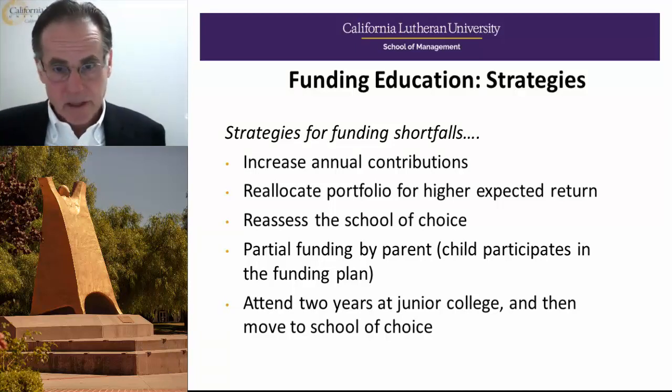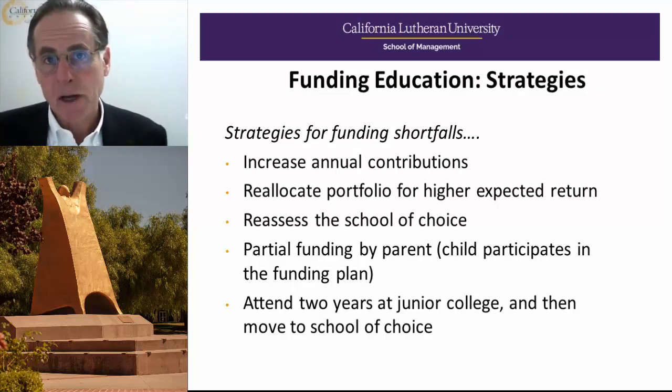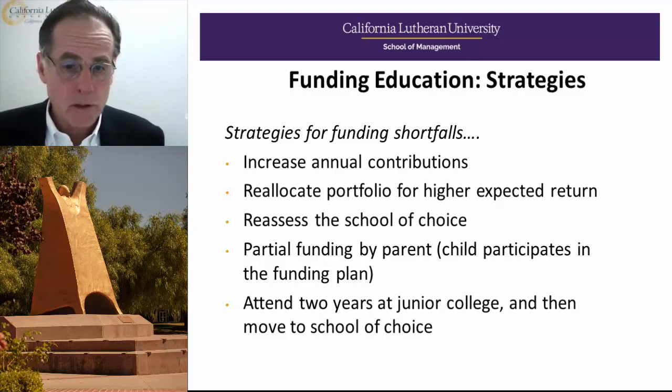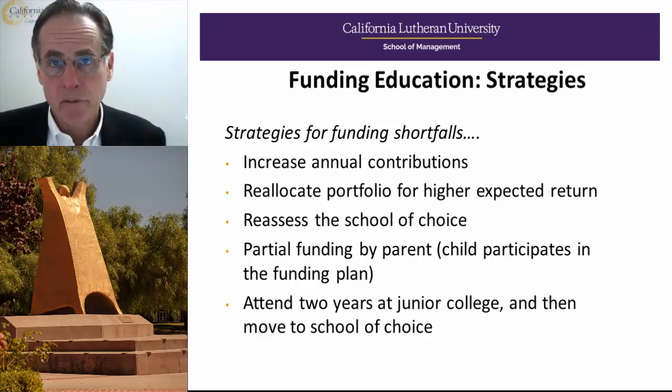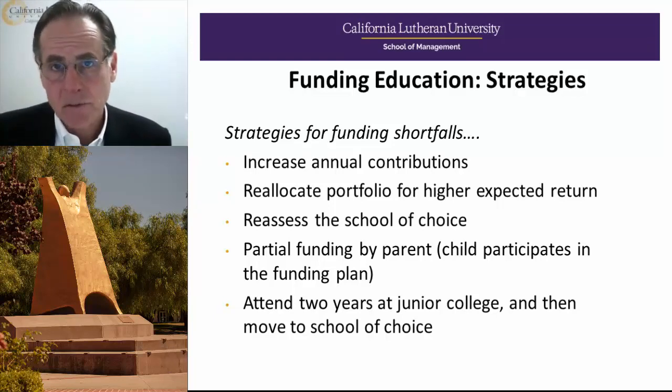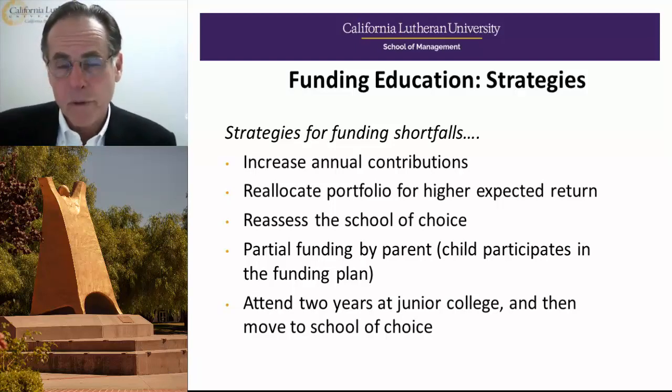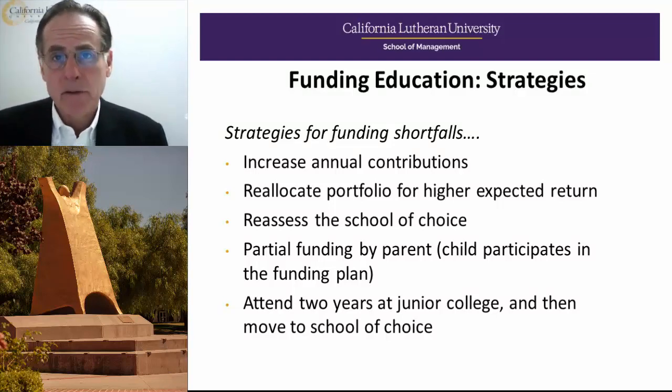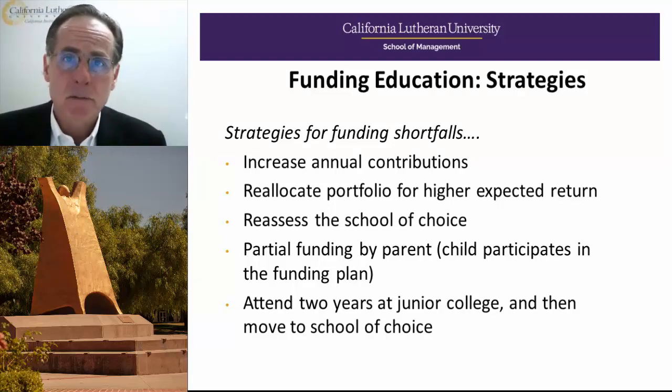You might have the idea of reassessing the school of choice. Would the parents be willing to adjust their objective of fully funding 4 years and maybe partially fund? The child could participate in the funding via work study or taking out student loans. Of course, there's the idea of maybe attending 2 years at a junior college and moving to another college. The idea here is that it's a conversation. You can have those discussions about whether you will be reaching that goal based on what has been done and the amount of time and what can be done based on the budgets and all. You need to have those conversations.